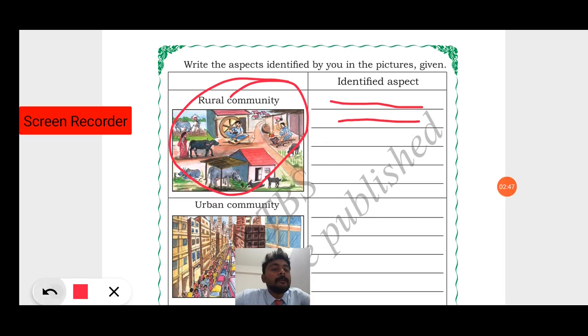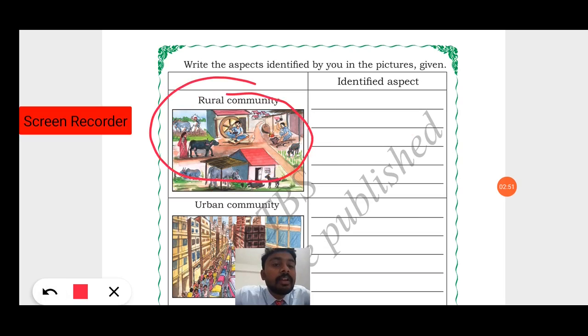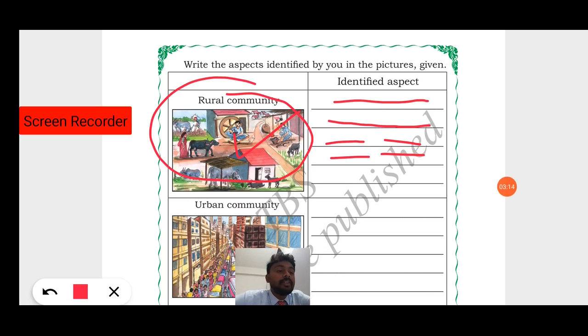First of all, you observe these pictures, rural communities. You can see the first one, human beings. It is common, and the agriculture processes. You can see that agriculture processes in these pictures. Next, goat, buffalo. See that pictures, and also wheels. So you write in your textbook, page number 33.